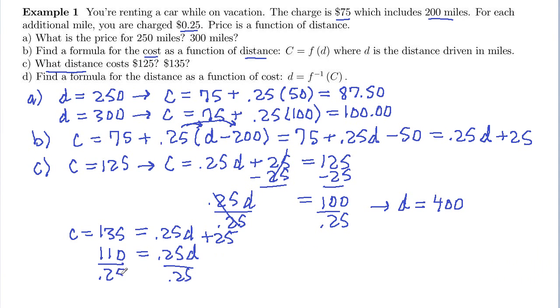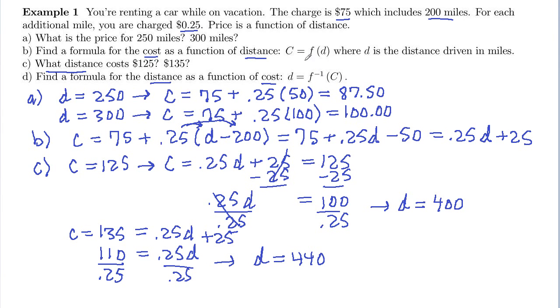So it's multiplying by 4. So here then our distance is going to be 440. Now that's total distance, not the additional distance. Here the additional distance would be 200. Here the additional distance would be 240. And then part D, we want to find a formula for distance as a function of cost. So if we can find that formula, write it like this: D equals F with a -1 exponent. And that doesn't mean reciprocal, that means inverse function.